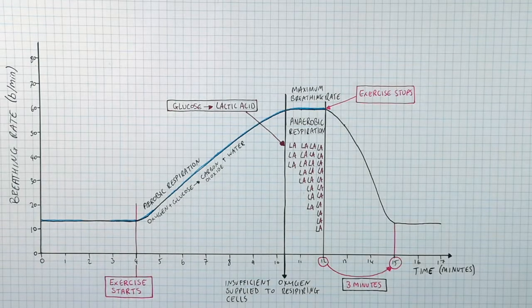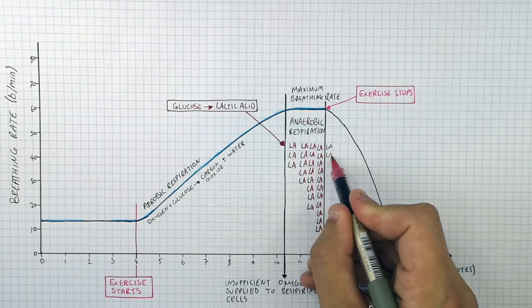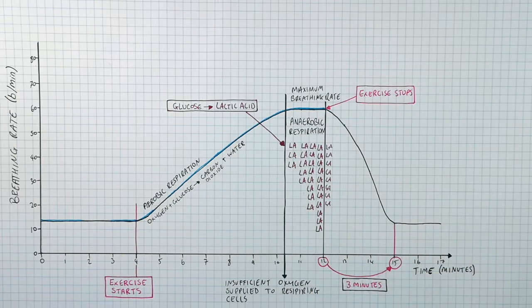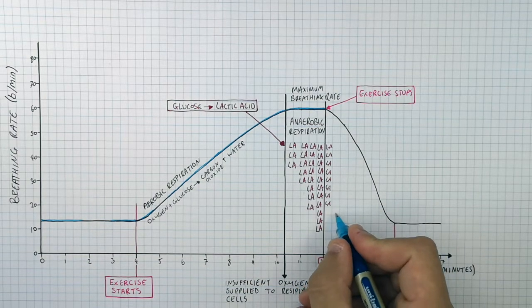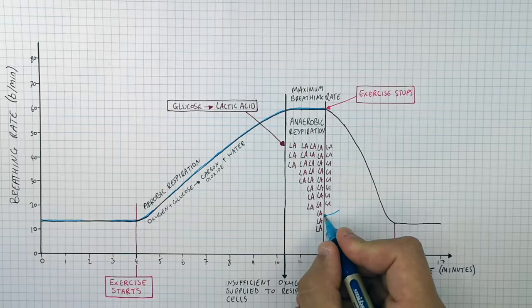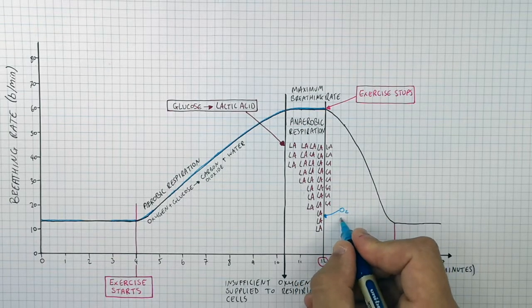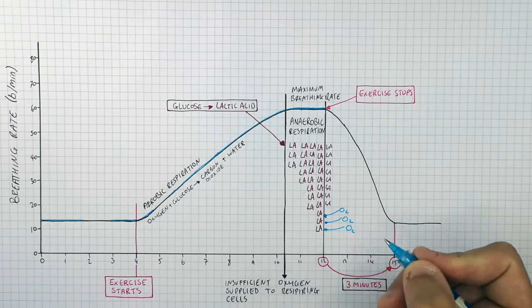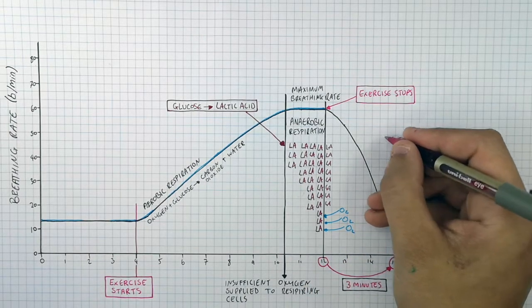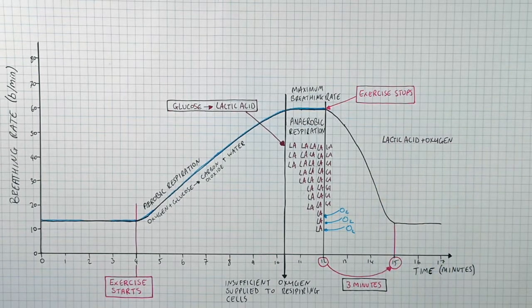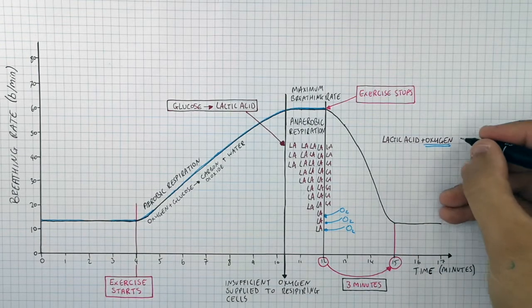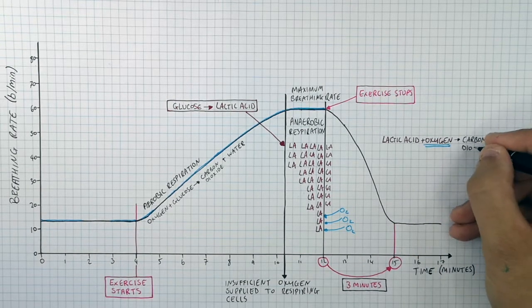So why is this? So at this point, there is still lactic acid in the blood and in the respiring cells. So there is an oxygen debt. We call it an oxygen debt. So this lactic acid needs to be removed from the blood. So there's going to be an increased breathing rate because more oxygen is required to remove the lactic acid from the blood by reacting with it. So lactic acid reacts with oxygen to form carbon dioxide and water, which is breathed out.